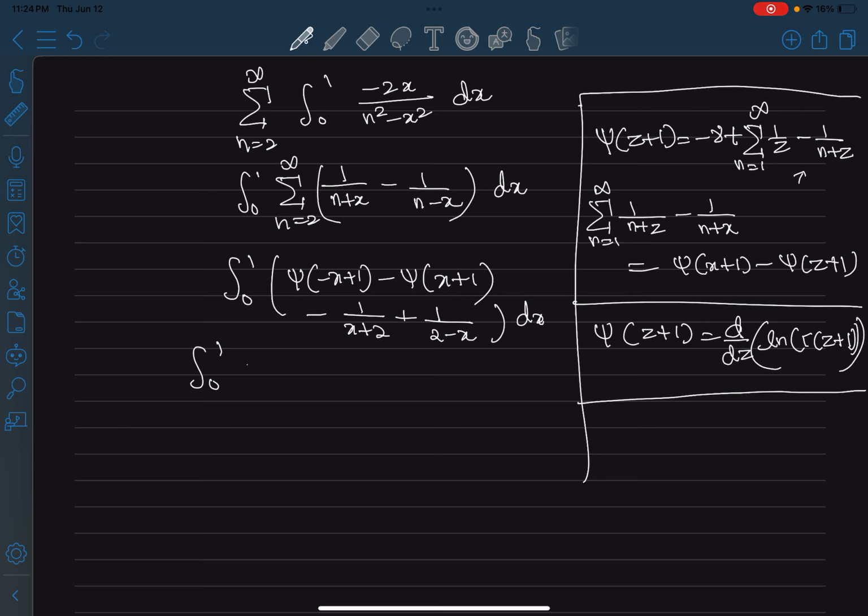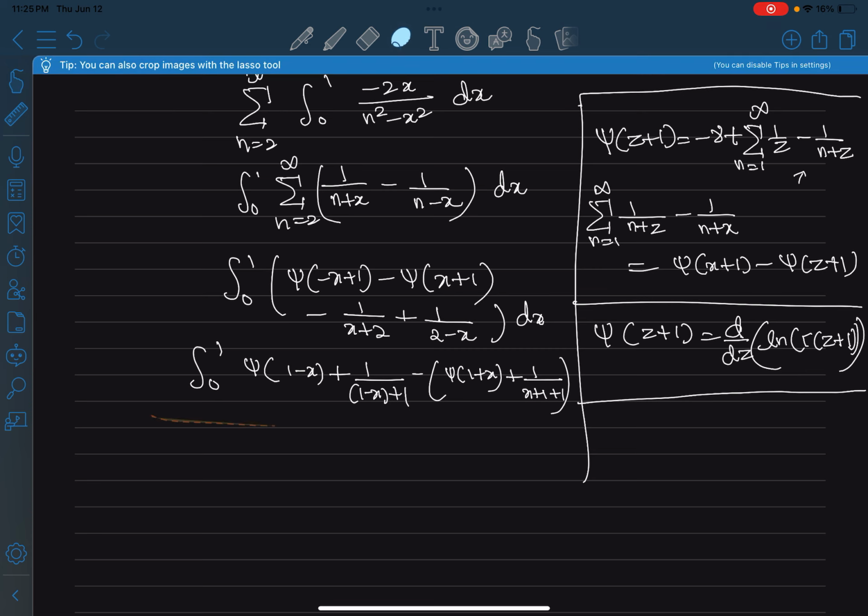Okay, so over here I have digamma of 1 minus x, and then plus I have digamma of 1 minus x plus 1, right? Similarly, I have minus digamma of 1 plus x, and then I have here plus 1 by x plus 1 plus 1, right? Okay, so that's what I have.